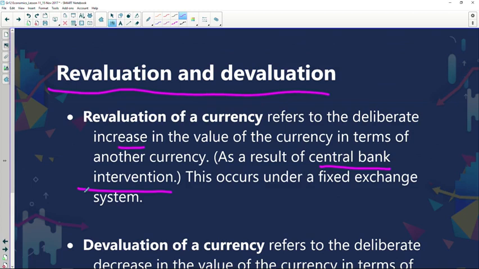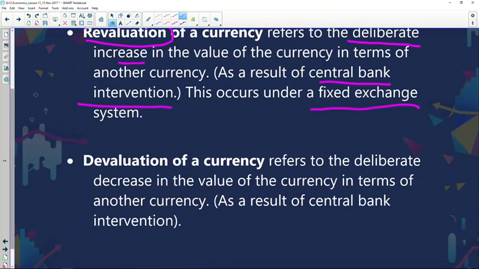So it is a deliberate action, so just be aware of that and do emphasize that when you are answering the question around the revaluation of the currency: that it is deliberate to increase the value of the currency, and this is a result of the central bank using this as an intervention, and it occurs under the fixed exchange system.